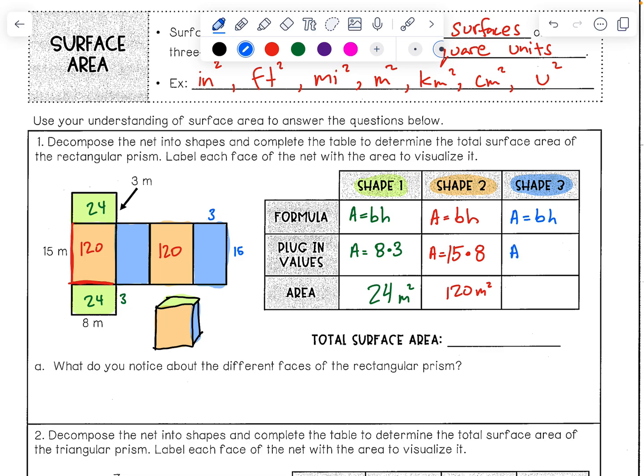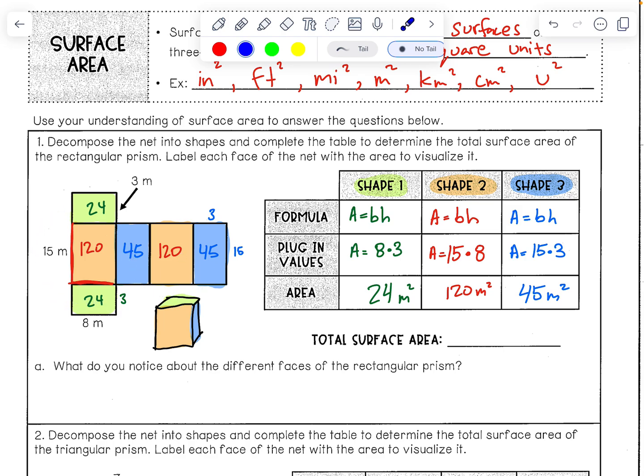The base is 3. Well, let's go ahead and say it's 15. The height is 3. Doesn't really matter which number is which. And that is 45 meters square. So that's 45, and this is 45. So the total surface area is not just 24 plus 120 plus 45, because, as you know, there are 2 120s, there are 2 45s, and there are 2 24s.